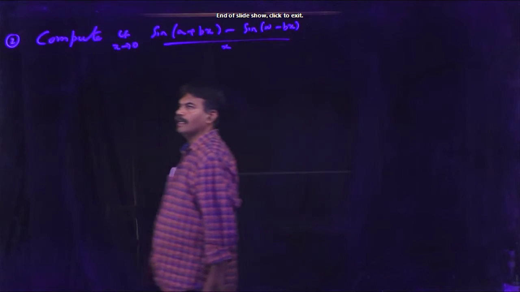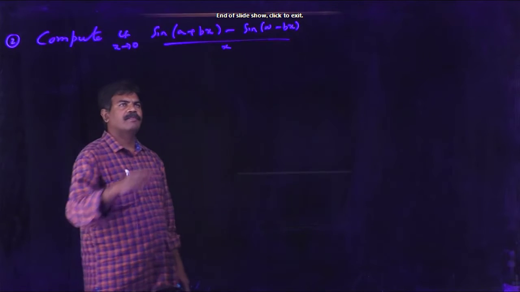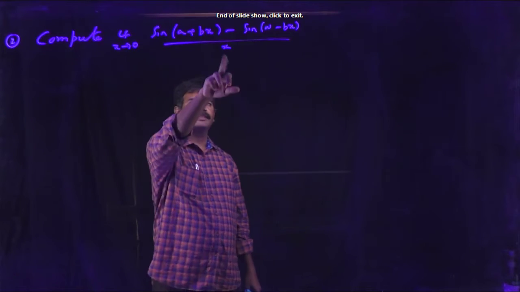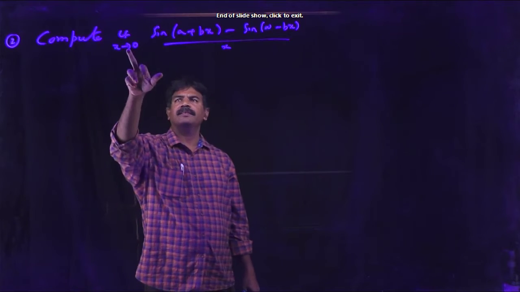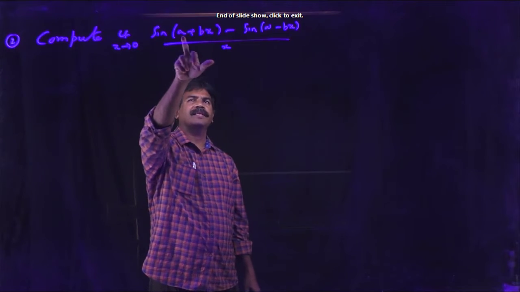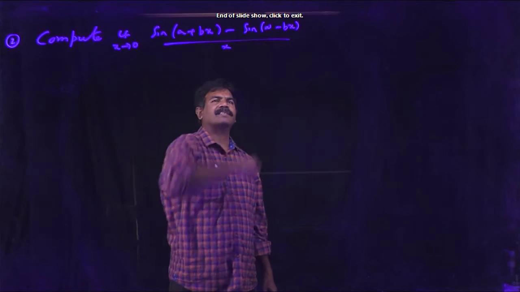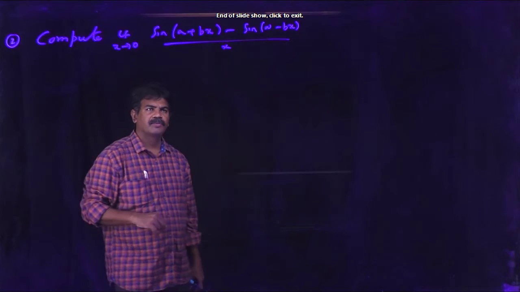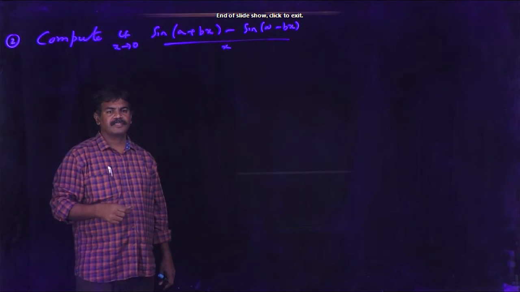See another problem. Compute limit x tends to 0, sin of a plus bx minus sin of a minus bx by x. Applying the limit value in the function, we get a plus b into 0, so we get sin a minus sin a, which means 0. The denominator is also 0. So we get an indeterminate form. So we take some more precautions for this problem.